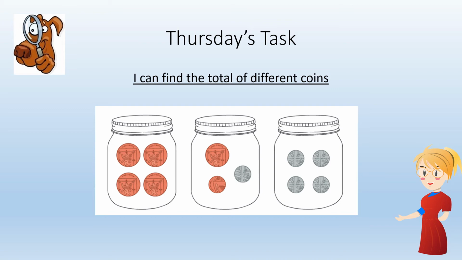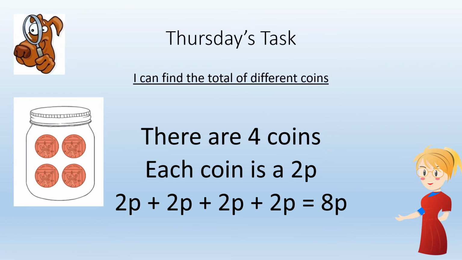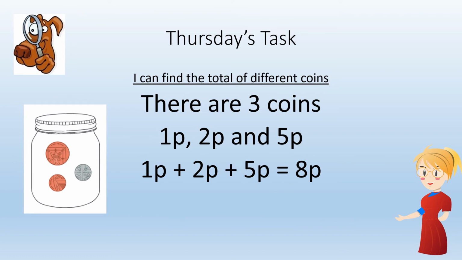Let's look at each one separately. So the first one, there are 4 coins. Each coin is a 2p, which means we have 2p, add 2p, add 2p, add 2p. So we have 8p in total. There are 3 coins in jar 2, a 1p, a 2p, and a 5p. So we have 1p, add 2p, add 5p. So we have 8p. Remember, we need to add the value of the coins, so not that there are 3 coins.